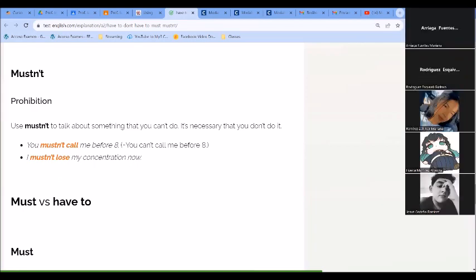And negative form, Josue. Prohibition. Use must to talk about something that you can't do. It's necessary that you don't do it. You mustn't call me before 8. You can't call me before 8. Probably I'm sleeping. I mustn't lose my concentration now.